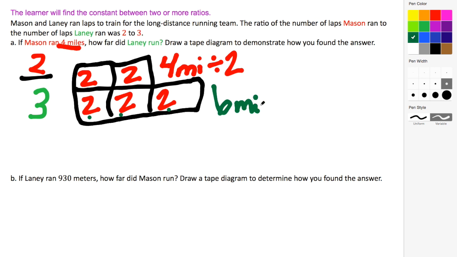So how far did Laney run? Laney ran 6 miles. And our equivalent ratio is 4 to 6. 2/3 is equivalent to 4/6. And our constant, the thing we really want to learn today, our constant is 2.